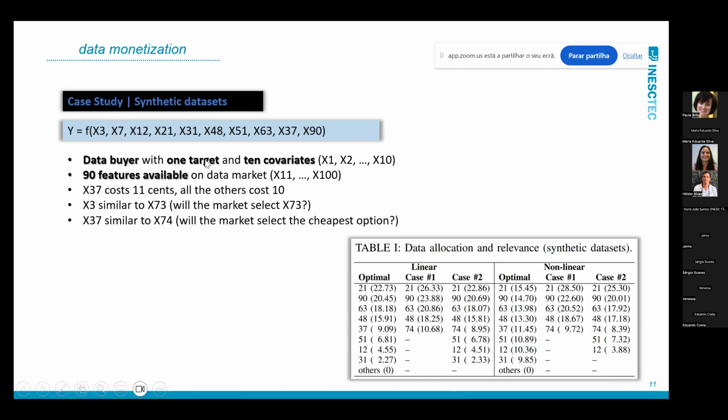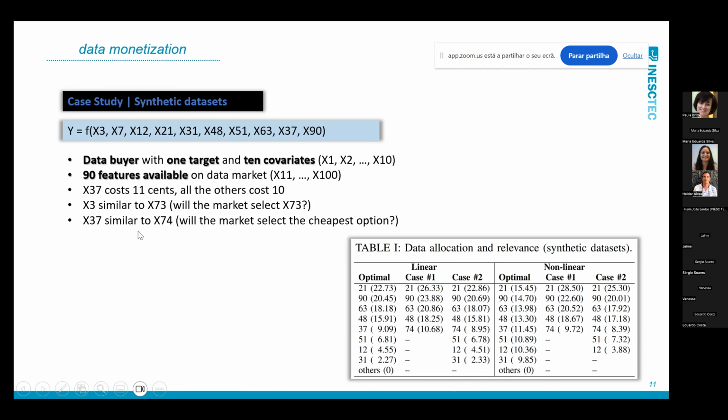And then we simulate different things, like we assume that X3 and X73 are similar. And here the idea is to see if the model is able to capture that X3 is already owned by the data buyer. And then the market should not select this one.